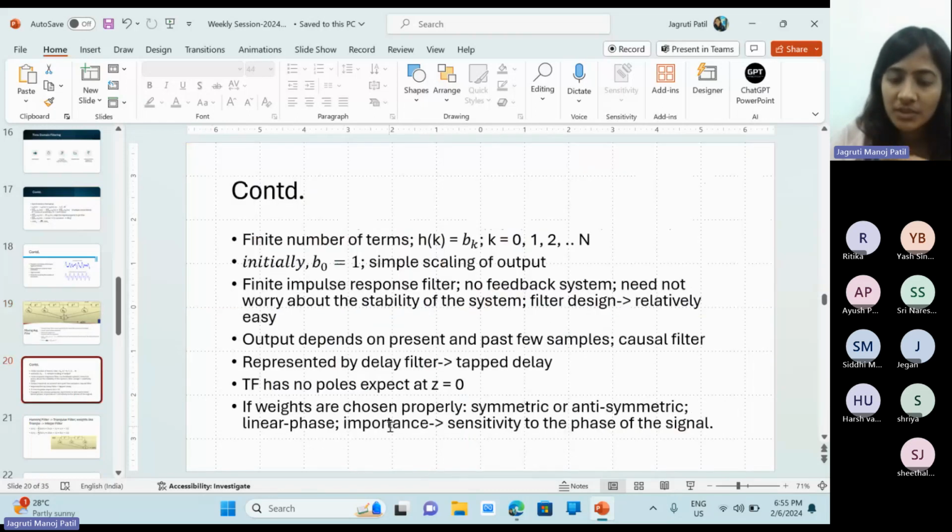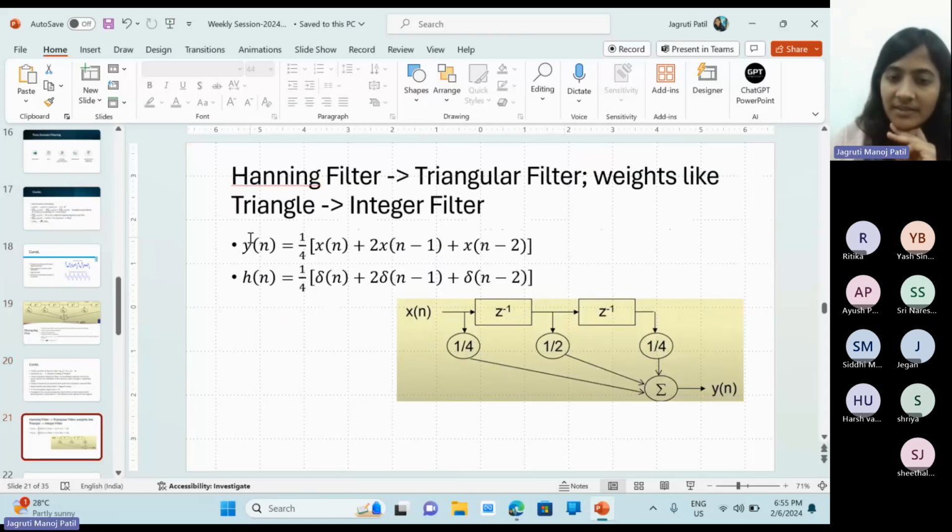And if the weights are chosen properly, it can also be symmetric or anti-symmetric, so it gives what is called linear phase. It's important for the sensitivity of the signal. So there are some kinds of delays. Delays can be modulated in a way that they form a triangle, or they are modulated in some other way, in which these filters are named. So there's a Hanning filter. It's also called a triangular filter.